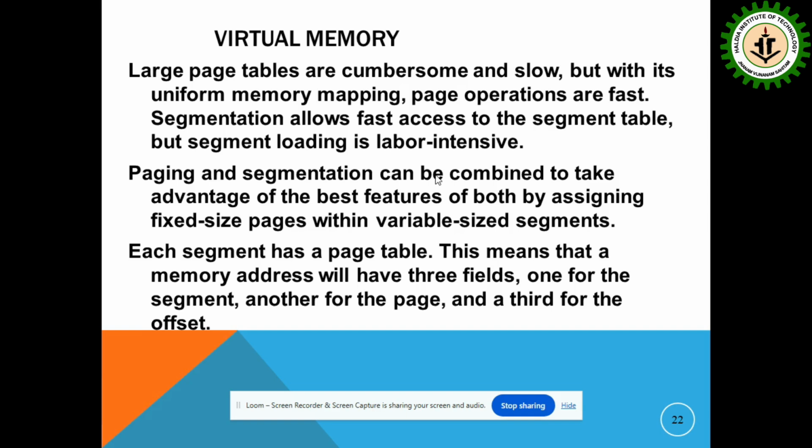Paging and segmentation can be combined to take advantage of the best features of both by assigning fixed-size pages within variable-size segments. Each segment has a page table. This means that a memory address will have three fields: one for the segment, another for the page, and a third for the offset.